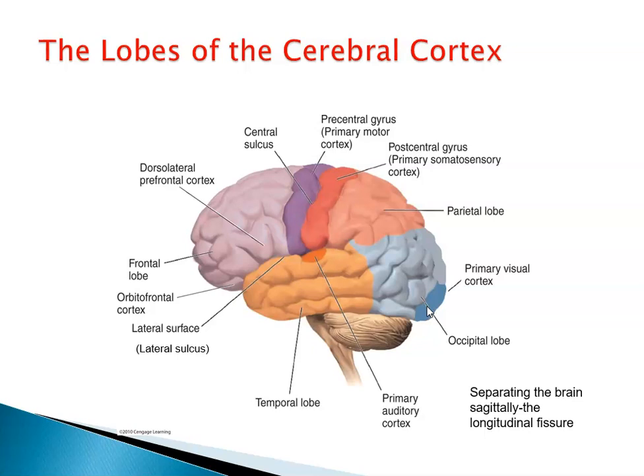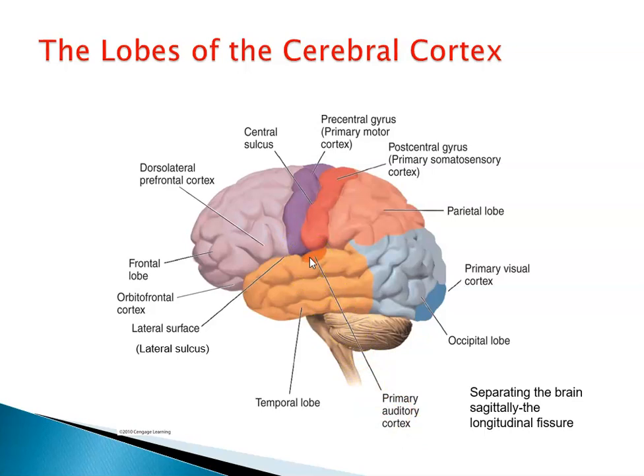Now, here is our temporal lobe. If you think about our temporal lobe and you think about a human head right here, what is right about here, outside of our head? Our ear. So that gives you a clue. Your primary auditory cortex is right here.